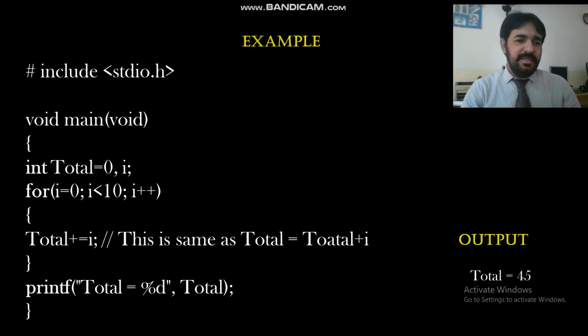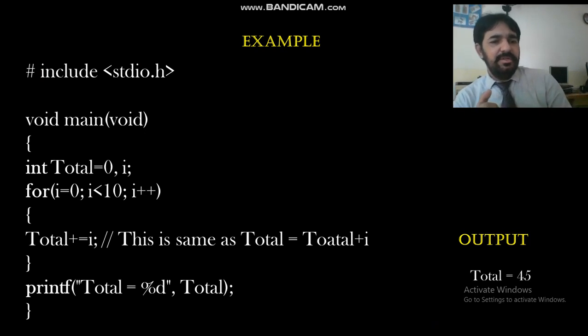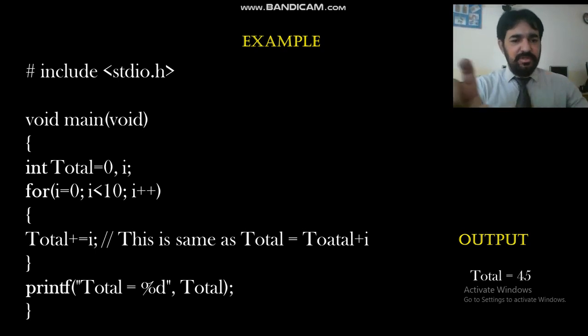Here is an example. We have include stdio.h, void main, integer total equals 0, and i is a variable. For i equals 0, i less than 10, semicolon, i plus plus. The for loop structure is the same.